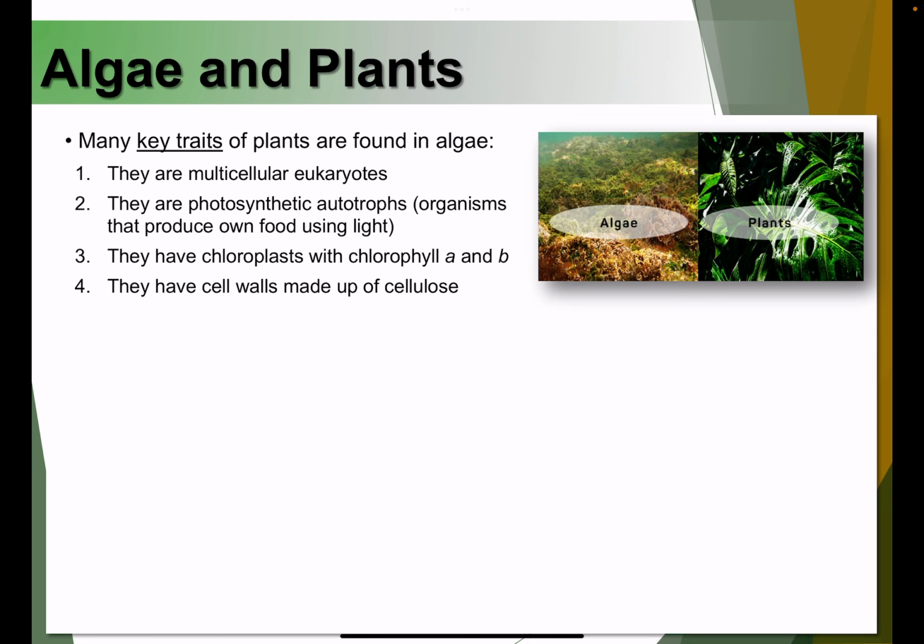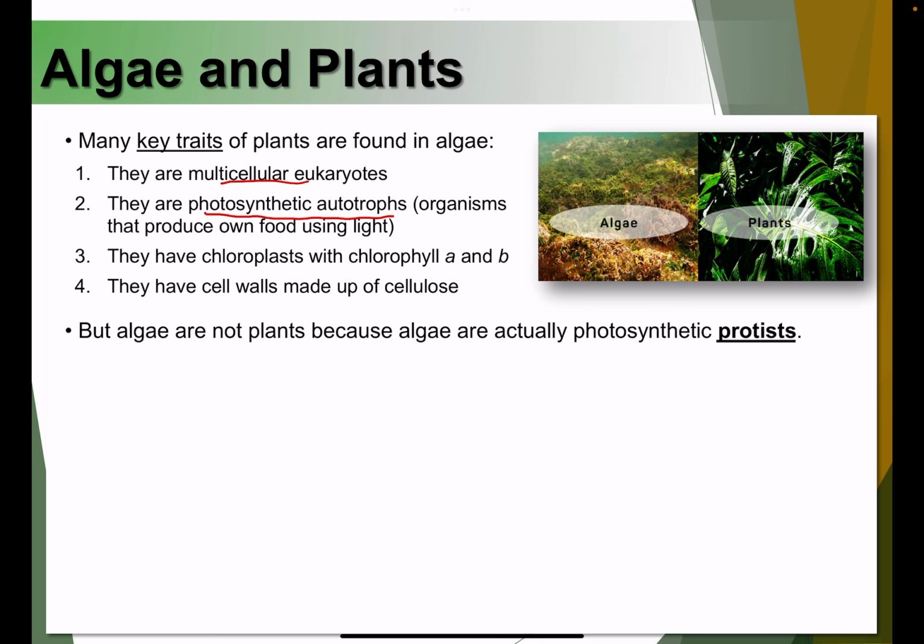Here is some evidence that plants have algae ancestry. First, plants and some species of algae share many key traits. They are multicellular eukaryotes. They are photosynthetic autotrophs. If you remember from last semester, 1406, we talked about autotrophs, photoautotrophs, etc. It means that they are organisms that can produce their own food using light. Third, they have chloroplasts with chlorophyll a and b. Lastly, they have cell walls made of cellulose. Whether it be algae or plant, they have these four key traits together.